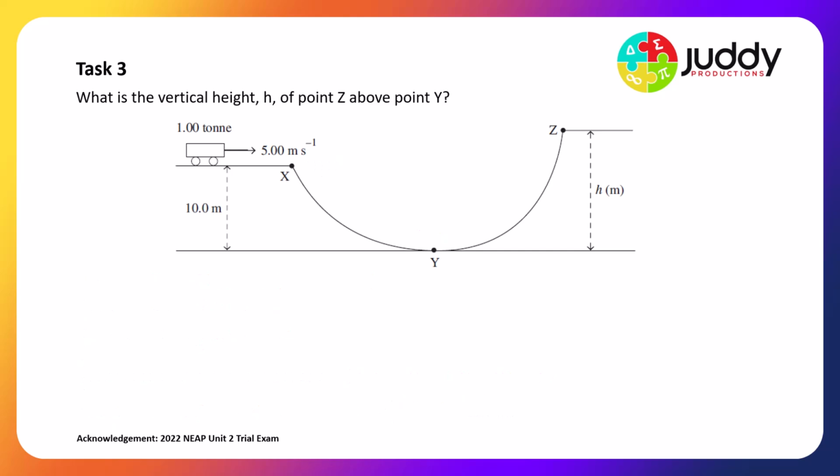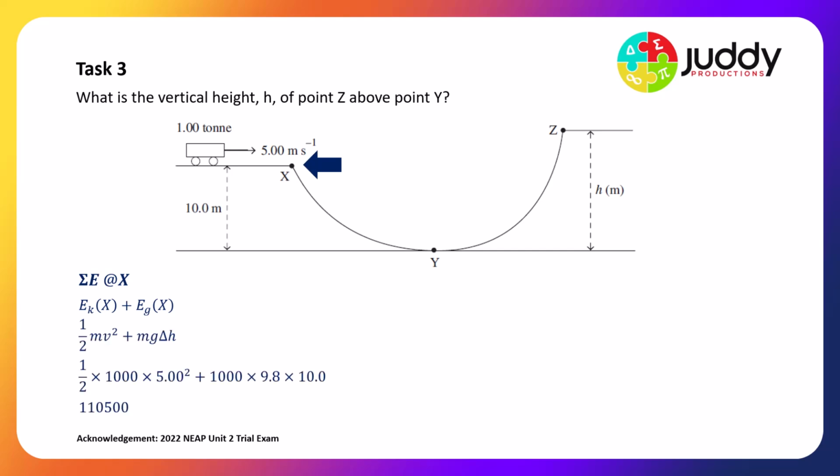What is the vertical height h of point Z above point Y? So we want to calculate the height of the cart above the ground at point Z, recalling from our initial description that at point Z the cart has no speed. So once again, the energy is conserved everywhere in this system. And so the total energy, or the sum of the energy at position X, will be equal to the sum of the energy at position Z. At position X again, we know it's the sum of the kinetic energy and the gravitational potential. And we've calculated that previously to be 110,500 joules.